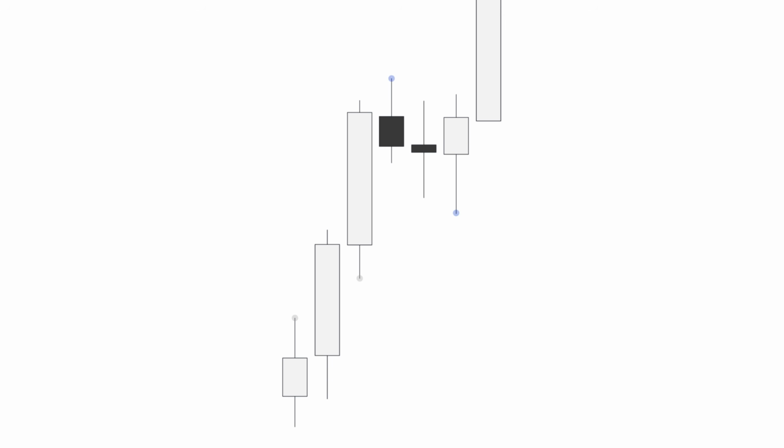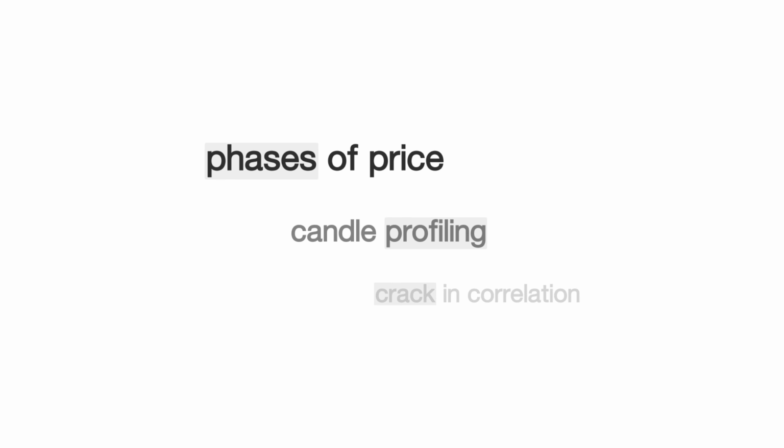When either ERL or IRL is engaged, we can then anticipate the other one to be targeted, and this theory is completely fractal and can be seen on any time frame. And then between this transition of ERL and IRL, and vice versa, we have something called a market maker model occurring on the lower time frame, and it's our job to identify when the smart money reversal of the market maker model will occur, or in other words, the moment at which we pivot from either ERL to IRL or IRL to ERL. And this is done with our phases of price, candle profiling, and cracking correlations.